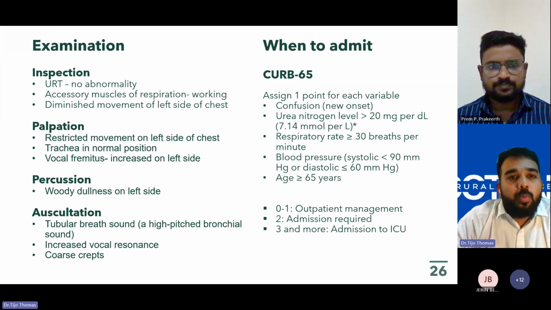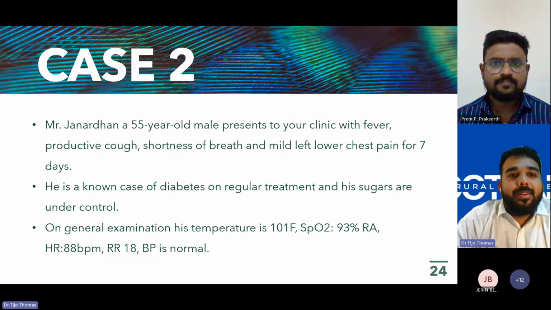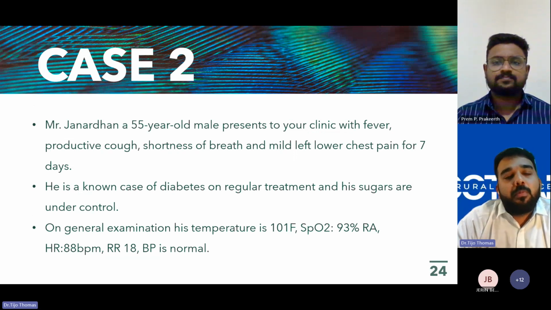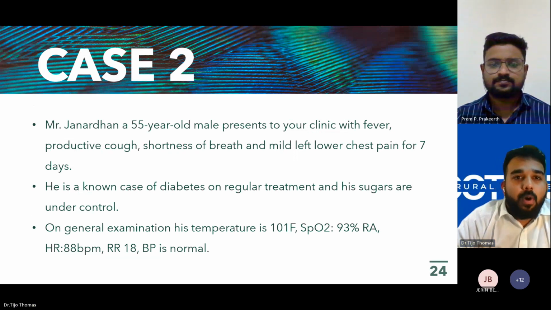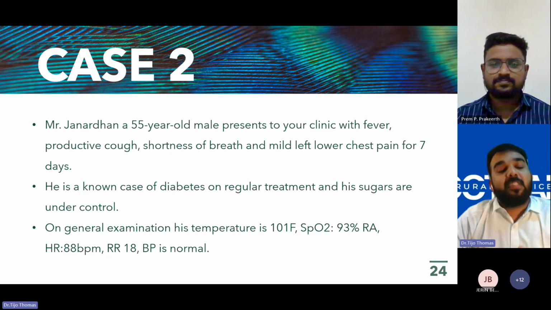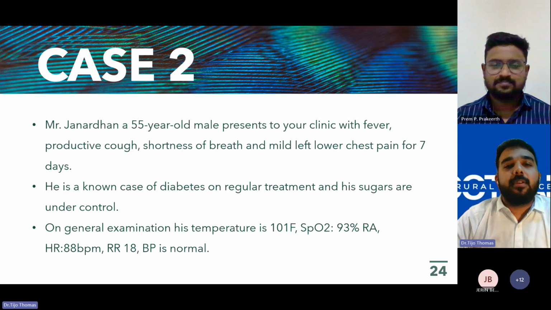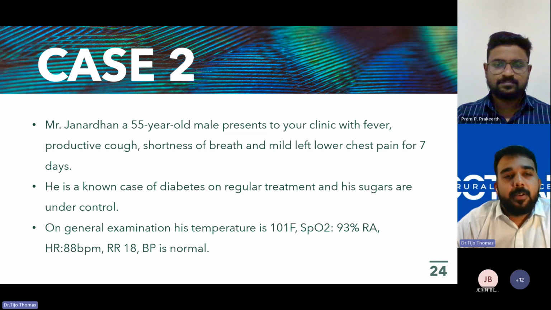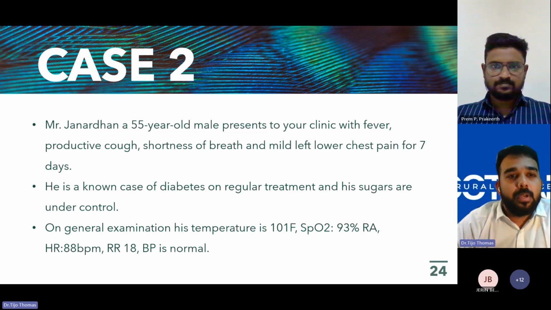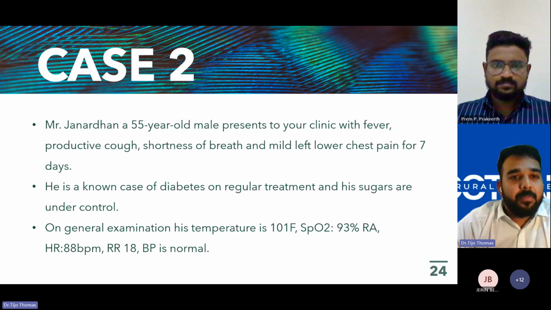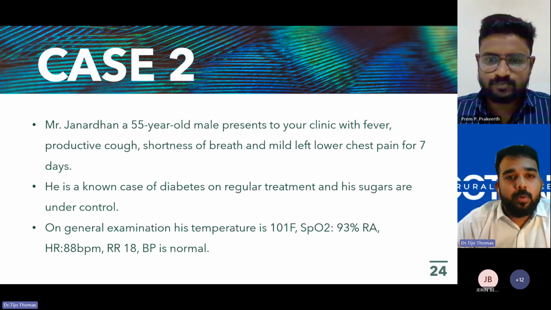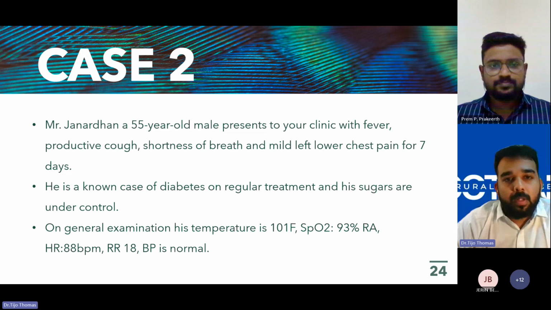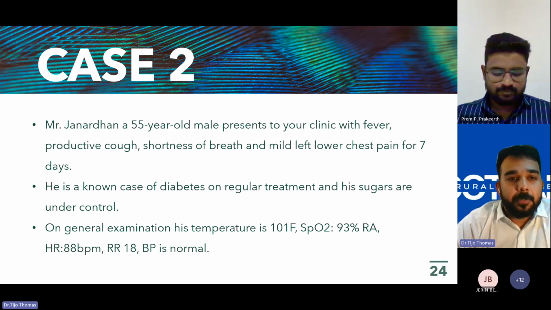So at this point, we get to know the patient is an elderly male coming with predominant symptoms of fever, productive cough, and shortness of breath, and there's chest pain for 7 days. The fever and the productive cough indicate more like an infective pathology in the respiratory system. Vitals and general examination, there are no particular findings except the slightly low saturation and the temperature.